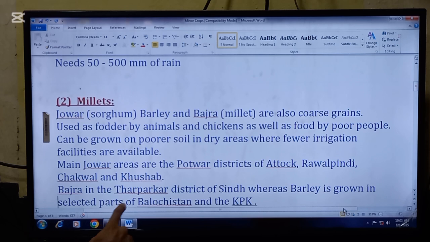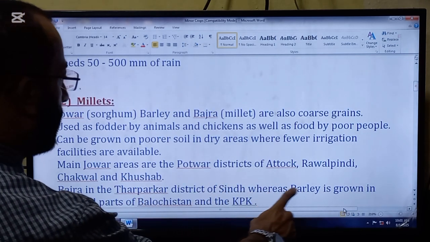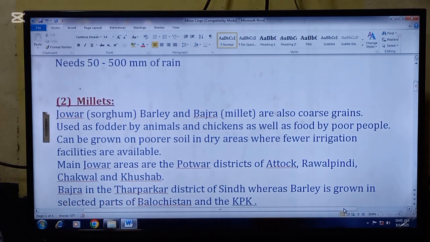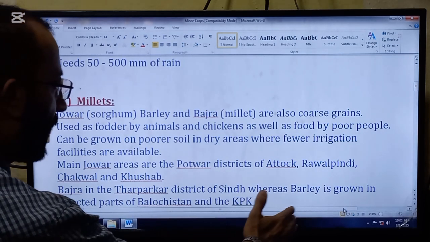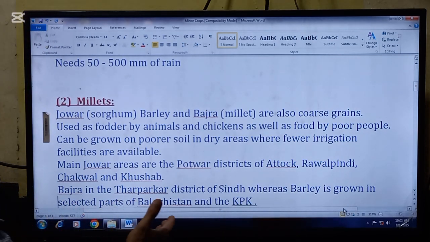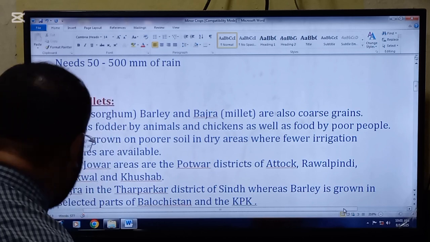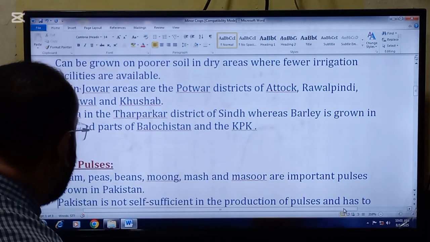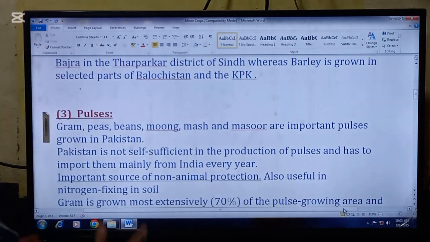Main jawar areas are the Pothwar districts of Attock, Rawalpindi, Chakwal and Khushab. Bajra is grown in the Tharparkar district of Sindh, whereas barley is grown in selected parts of Balochistan and the KPK. The next crop that we are going to read in the lecture is the pulses.